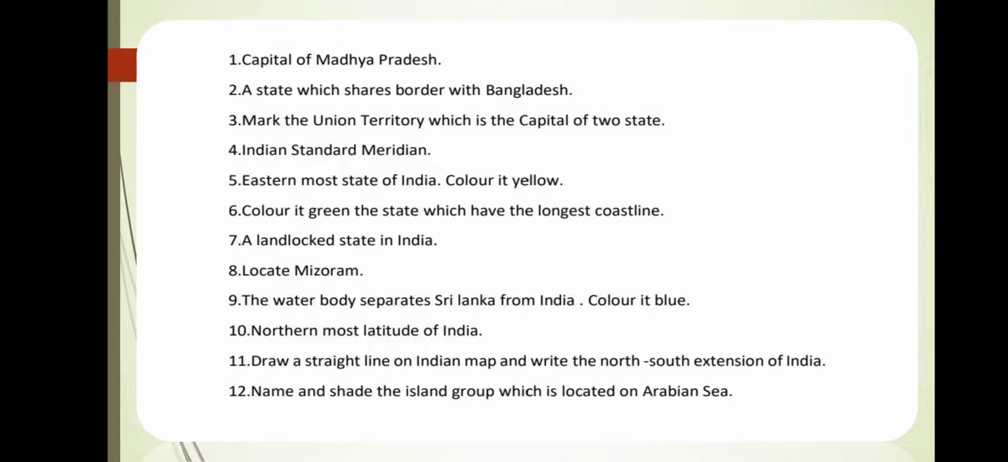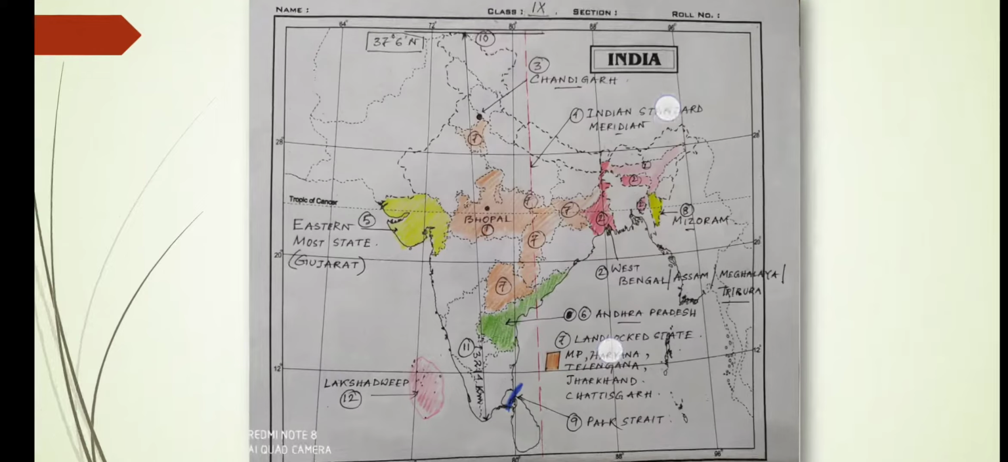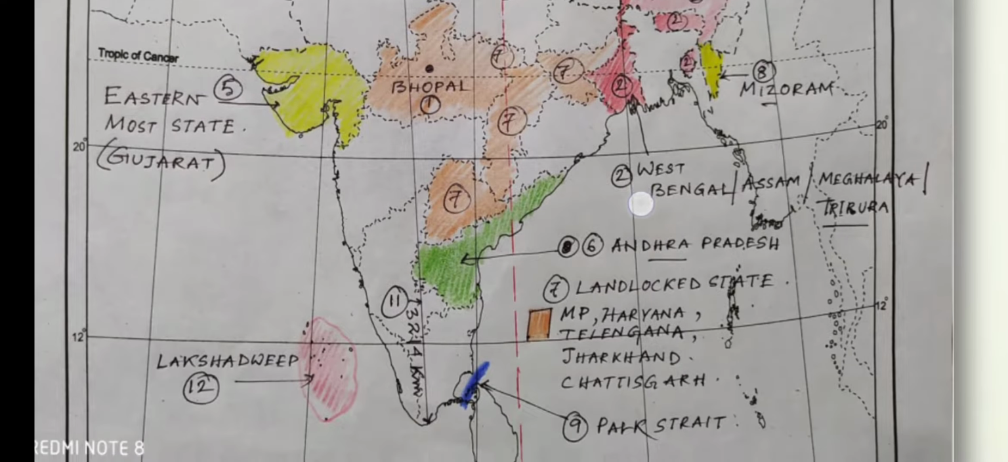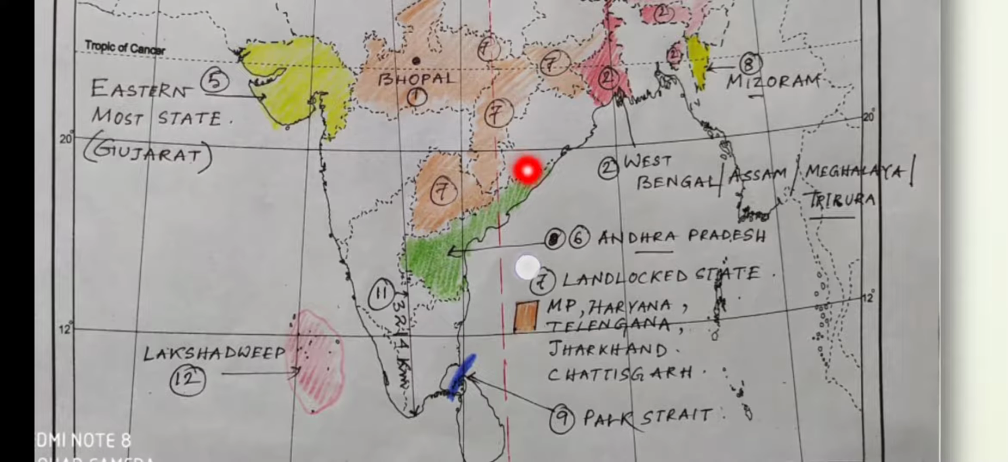So among all the states, which state has the longest coastline? It is Andhra Pradesh as well as Gujarat. Both states have long coastlines, but Gujarat we have already done as the westernmost state, so I am not considering it here. The first longest coastline is Gujarat and the second longest is Andhra Pradesh. So the answer to question number 6 will be both.